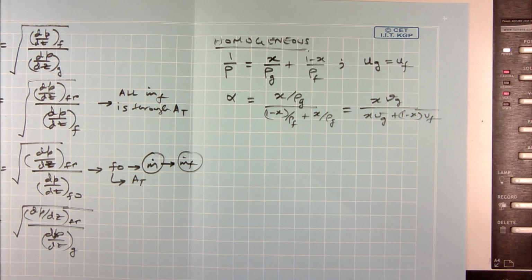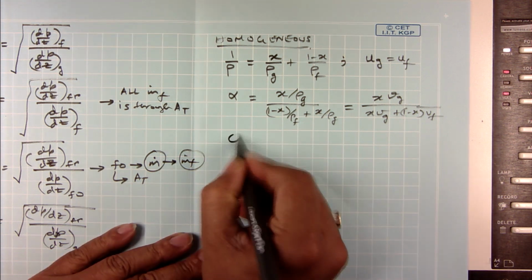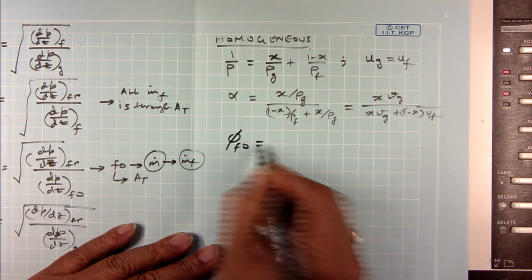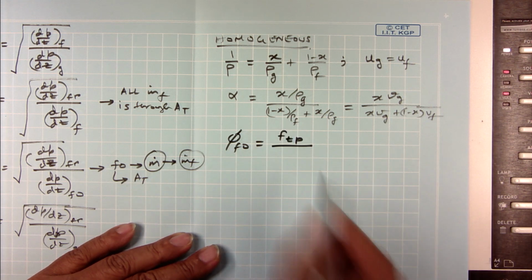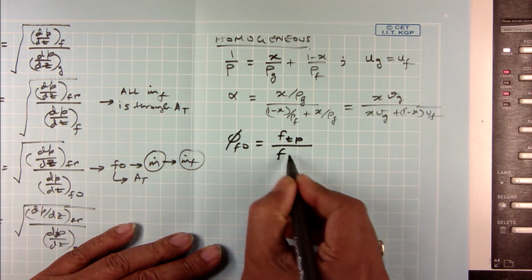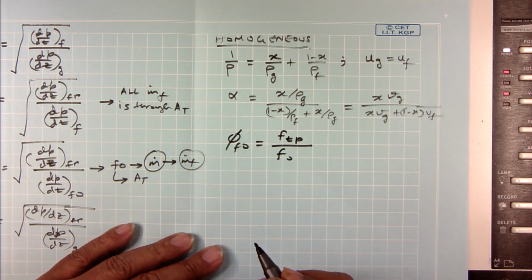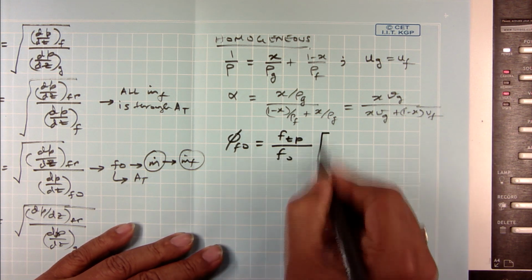So once I know my void fractions, then rest of life becomes very simple. So then you can derive and show that your phi FO becomes your friction factor for two phase flow divided by friction factor if the whole thing was one single phase flow.